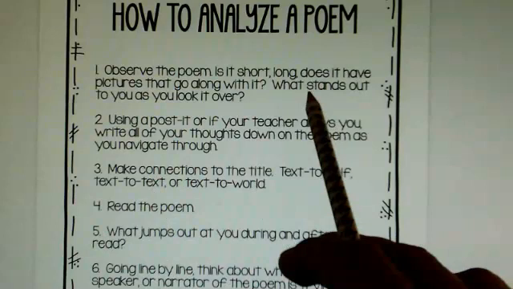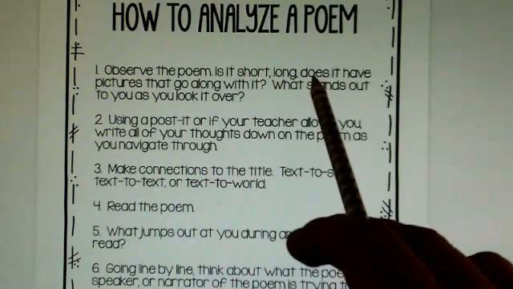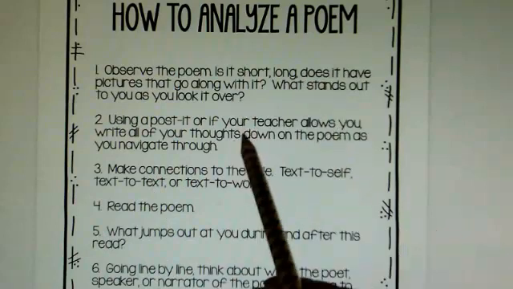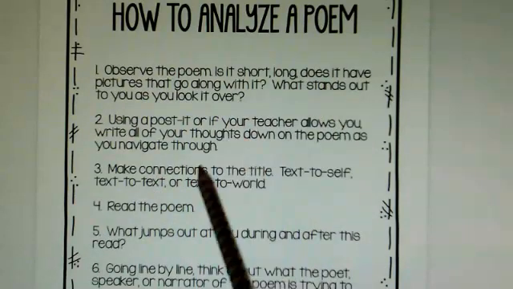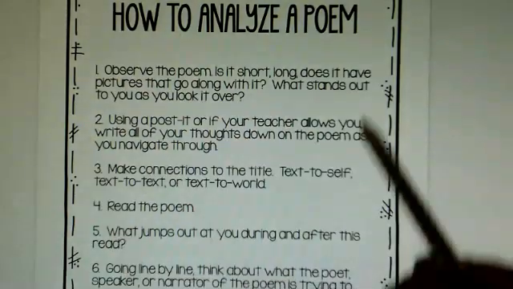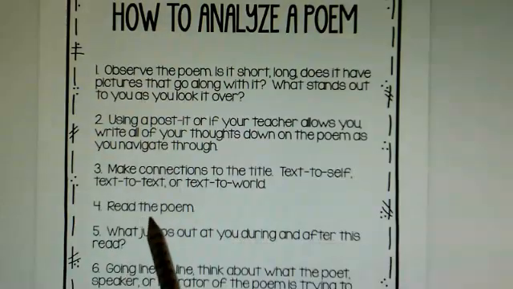So far, we know that we're going to look at the poem and see what stands out. We know we're going to be writing all sorts of things down on our page as we read through the poems. We're going to be making connections. Those are all things that we're going to do before we ever read the poem. Number 4 is read the poem.